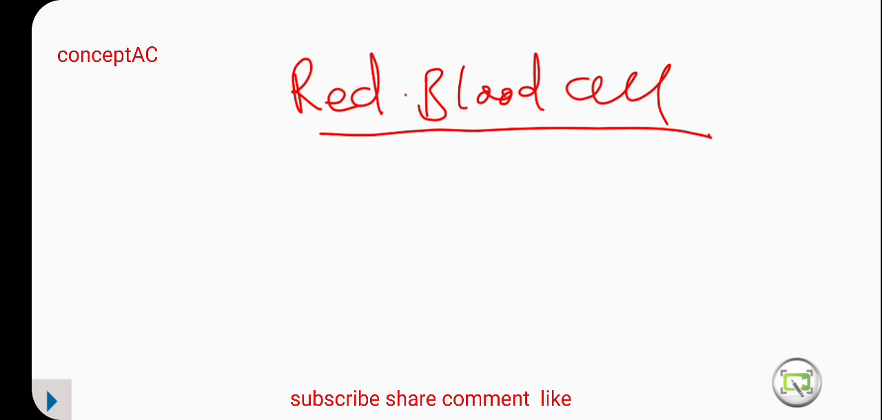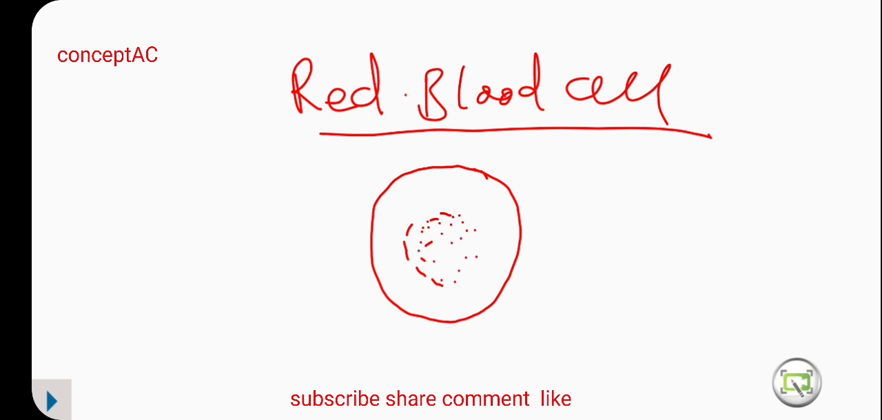Now, what makes the red blood cells do their function? So let's just draw the shape of red blood cells. It's like this, okay? Since it's an animal cell, it doesn't have a cell wall. It also doesn't have a nucleus, but it has a biconcave shape. A biconcave shape. That's how it looks. So this is the red blood cell. It doesn't have a nucleus.